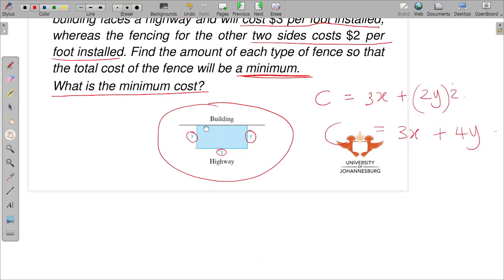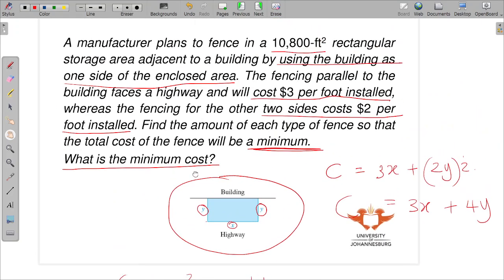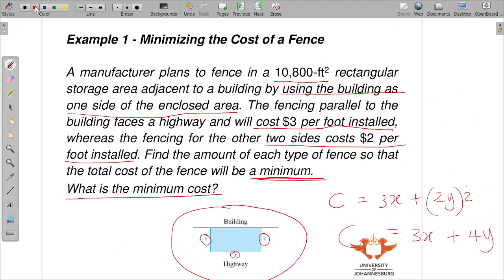That is fine. But if you look at this cost, C equals 3x plus 4y, we now have C in terms of x and y, that is two variables. You have not been taught how to go about deriving two variables. So we need to make this into one variable, x alone or y alone. In order to do so, let's read the question again.